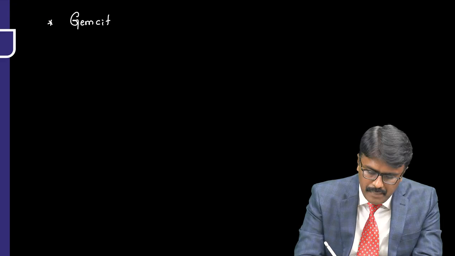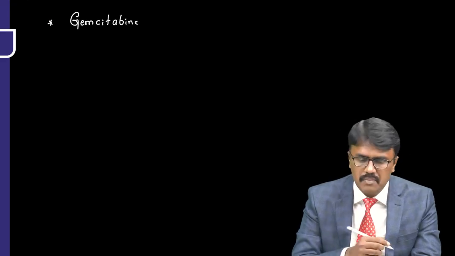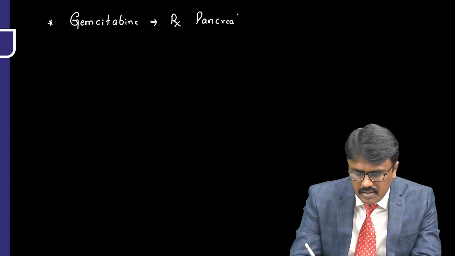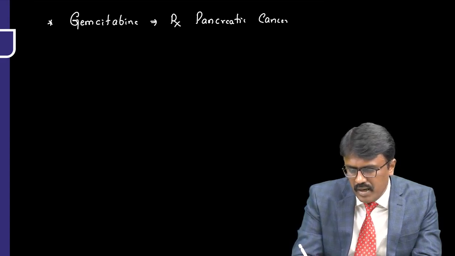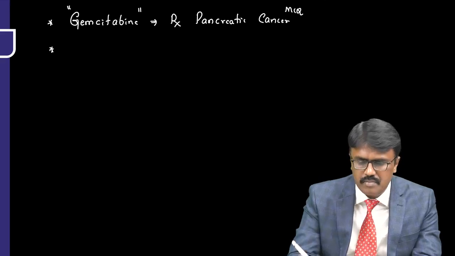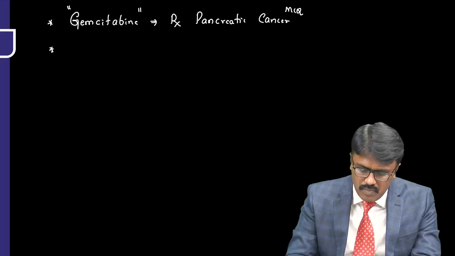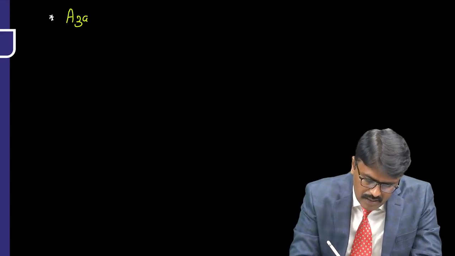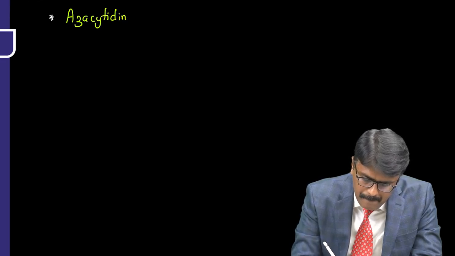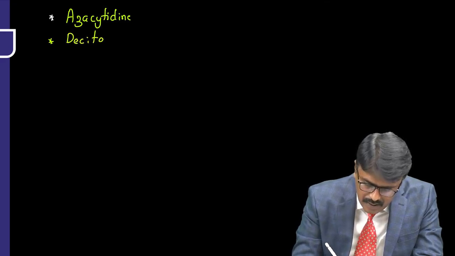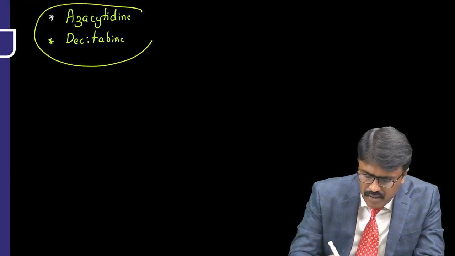Another pyrimidine antagonist is called gemcitabine. Gemcitabine. It's a gem. It's a gem for what? It's a gem for treating a cancer called pancreatic cancer. It is used to treat pancreatic cancer. Again, this question has appeared a lot of times. Please mark it. The other drugs, not so important, but they are there as pyrimidine antagonists, are azacitidine and one more called decitabine. So these are the other pyrimidine antagonists we have.